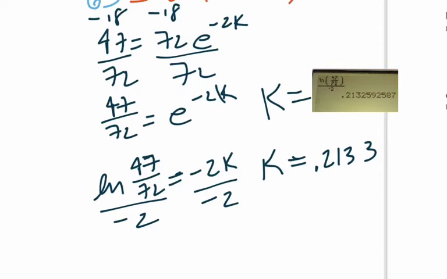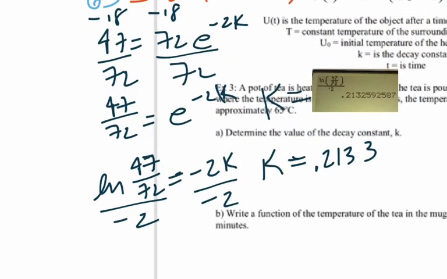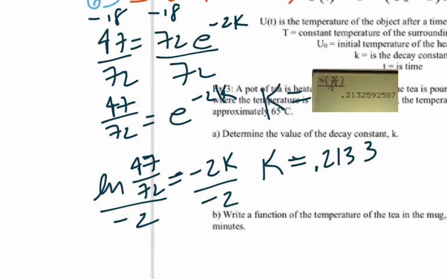Remember, the original question asked us to determine the value of k, or the constant, and that's going to be this 0.2133 number.